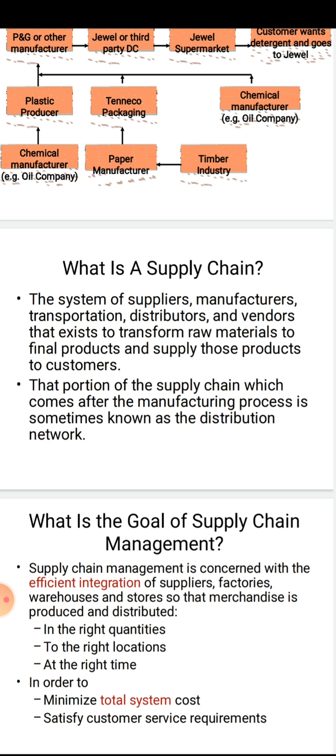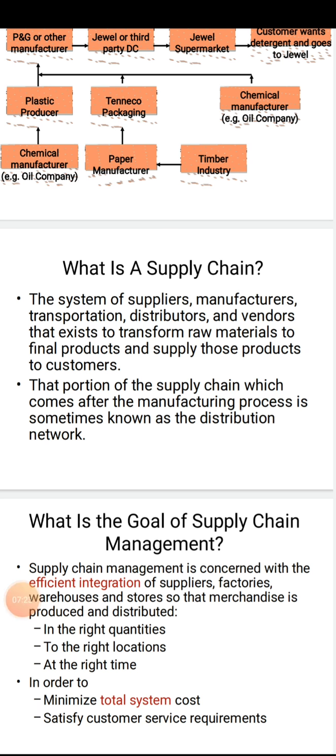So this is the broad definition of SCM. SCM is a process of planning, implementing, controlling the operations of all activities involved in sourcing, procurement, conversion, and logistic management activities. That's it. This is what SCM is.